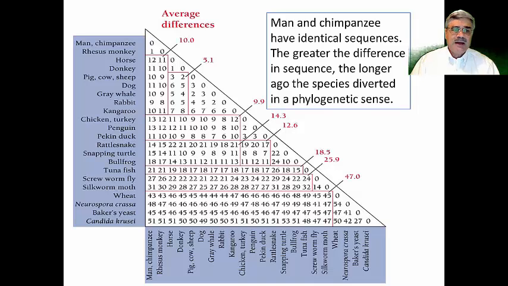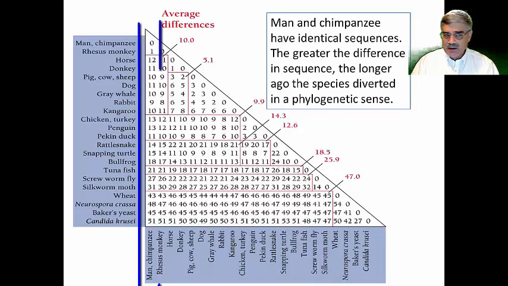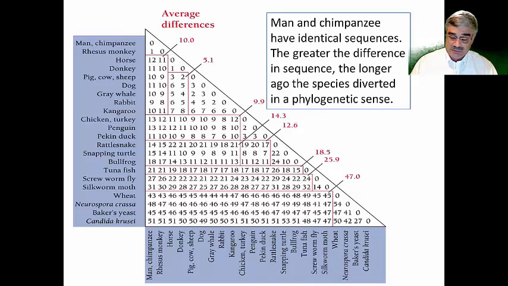But if you compare man with the rhesus monkey, there's 1 variation. With the horse, there's 12. With a donkey, there's 11. So you get the point. That is, if the number of differences is large, it suggests that these species are much different from each other, which in some cases you would say, well, that's pretty obvious. But it will also give us information about when species diverge from each other in a phylogenetic sense, enabling us to construct genetic-based phylogenetic trees.